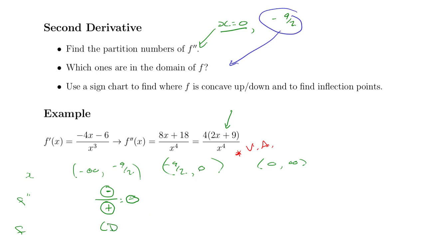All right, let's check like -1, and we'll see what happens. If you put -1 into this, we get -8 plus 18. That is +10 over a positive, because -1 to the 4th is positive. Positive. Concave up. Meaning this -9/2 is an inflection point. So x equals -9/2 is going to represent an inflection point.